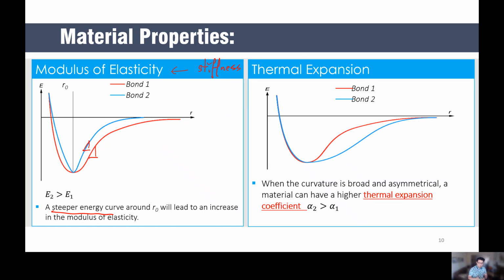There's another material property that you can see, which is the thermal expansion. We will talk about this in the thermal property lecture. But one thing that we want to show you is that depending on the curvature of the potential curve, you will get a different thermal expansion coefficient. So what is the thermal expansion coefficient? You might have learned that in high school.